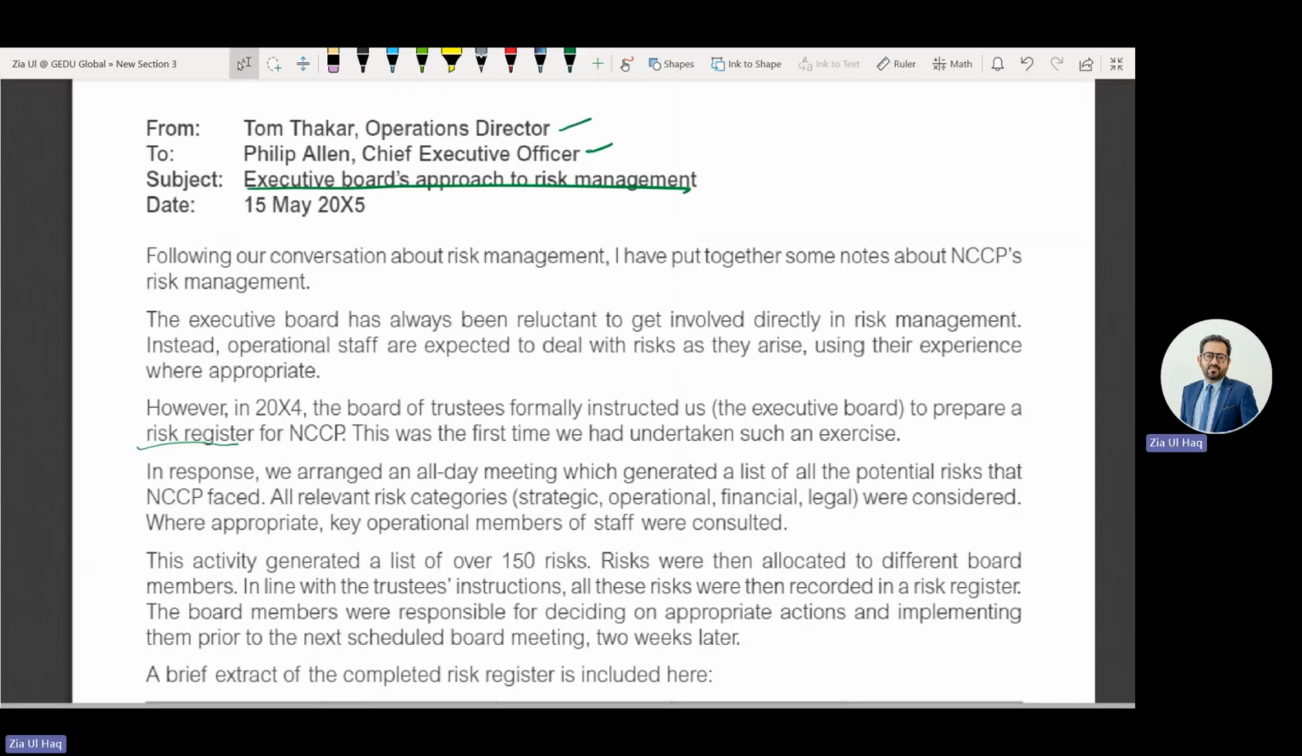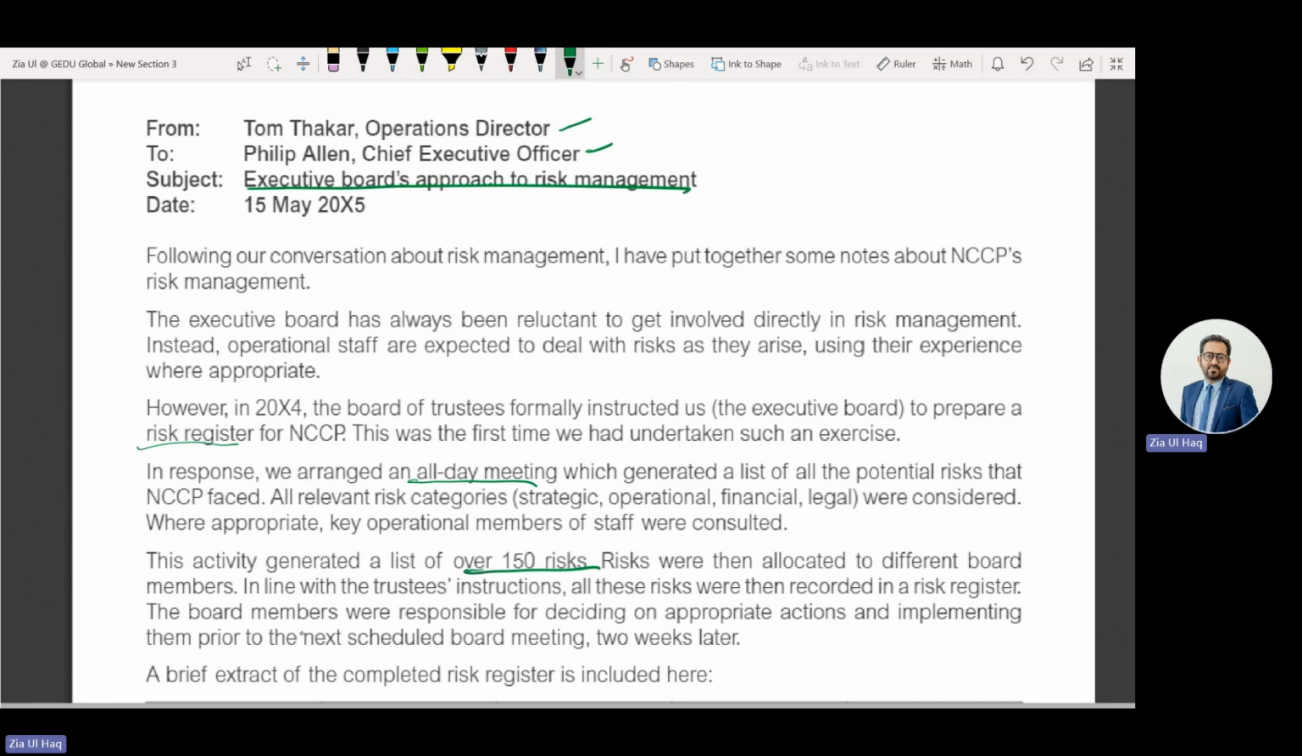In response, we arranged an all-day meeting which generated a list of all the potential risks that NCCP faced. All relevant risk categories, strategic, operational, financial, legal, were considered, and where appropriate key operational members of staff were consulted. In the full day meeting, they worked to identify risks to the business. This activity generated a list of over 150 risks. Risks were then allocated to different board members. In line with the trustees' instructions, all these risks were then recorded in a risk register.